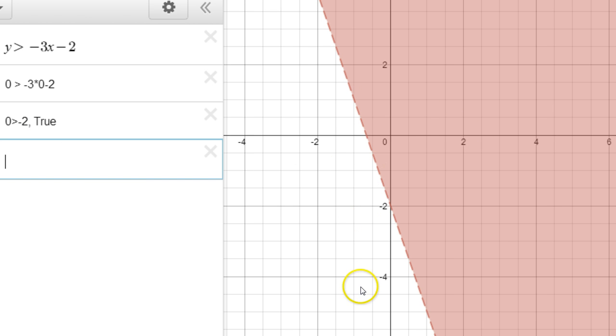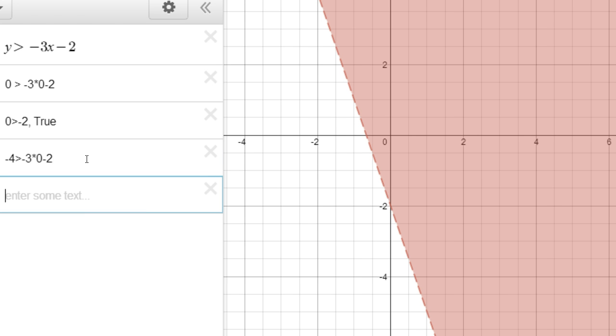Now if I pick something over here, like let's say the point 0, negative 4, I plug in 0, negative 4, and I get negative 4 is greater than negative 3 times 0, minus 2. So that's that statement so far. We get negative 4 is greater than, well, this side is going to turn all into negative 2. And so I get negative 2 right there.